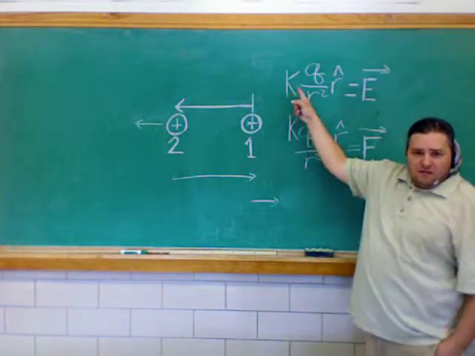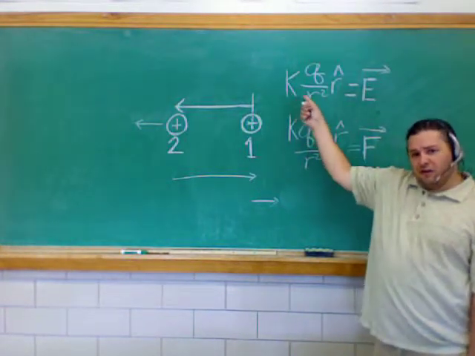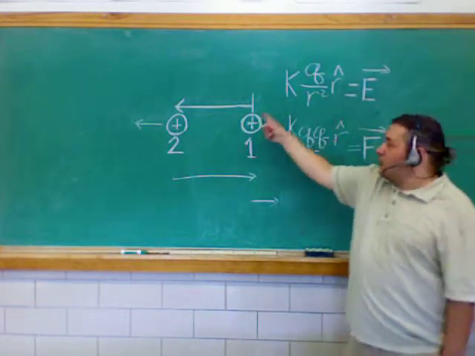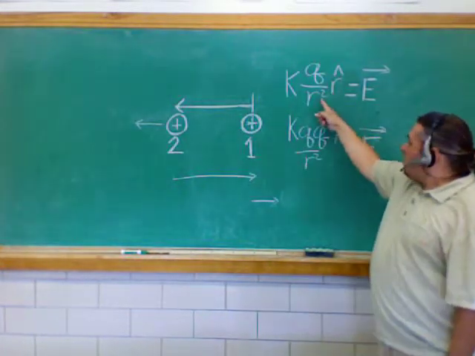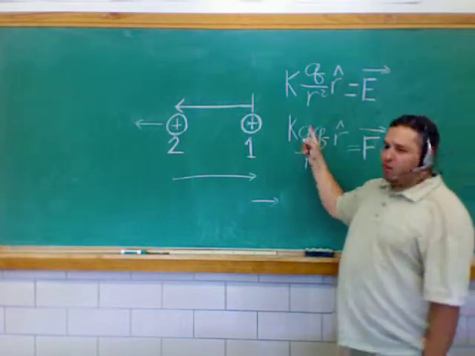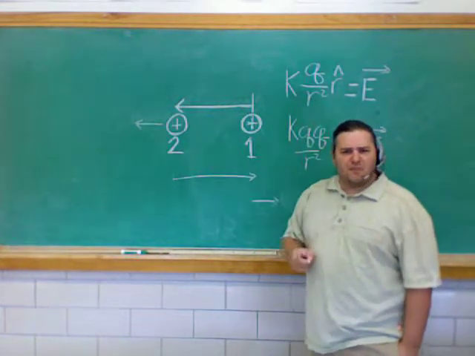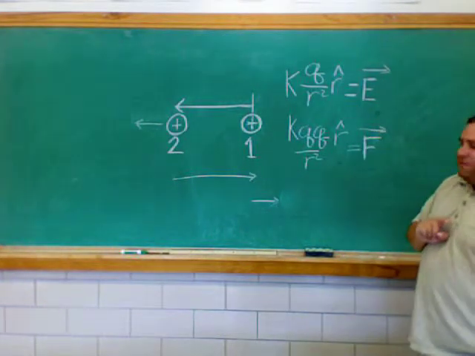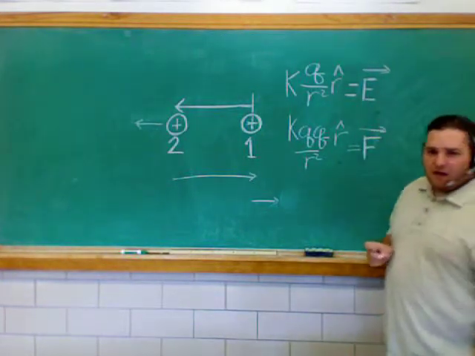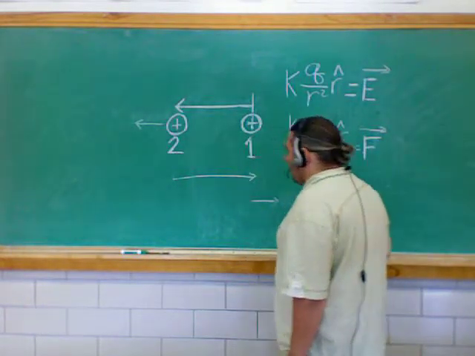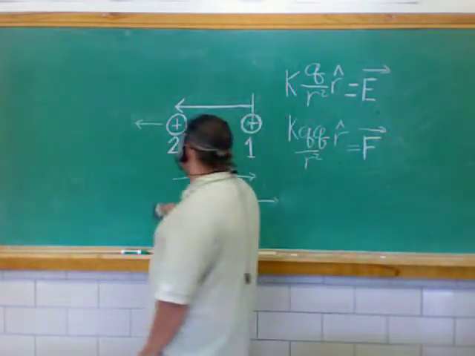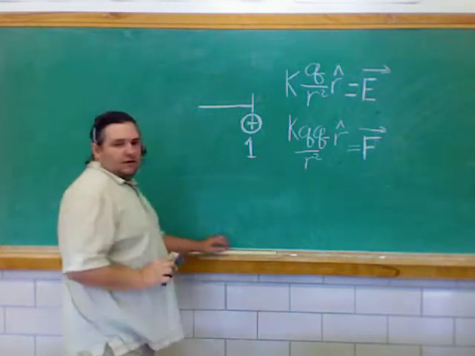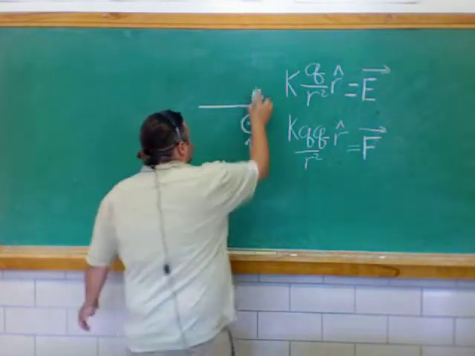K, the permeability constant of the universe for electrostatic fields. Q, a coulomb, the charge 1 here. R squared, the radius, well, we don't really have a radius, but we'll talk about that in a second. R hat to give me my direction, and then is equal to my electrostatic field. Okay, so what I've done is I've divided this charge out. It is now gone. Okay, and I'm only left with this single charge.